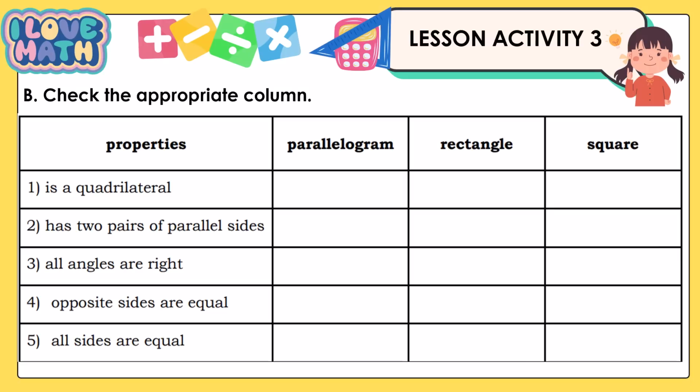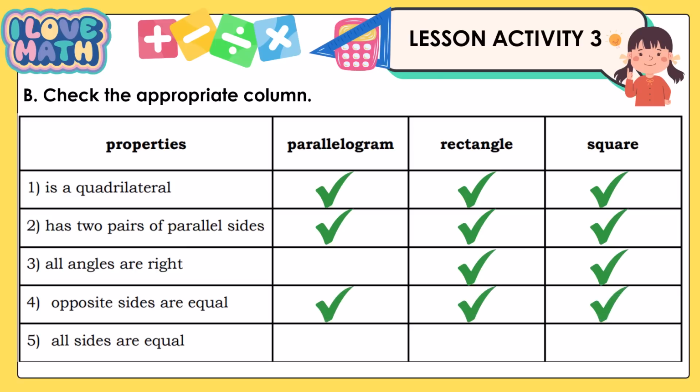Number 1 is a quadrilateral. Answer. Number 2 has two pairs of parallel sides. Answer. Number 3, all angles are right. Answer. Number 4, opposite sides are equal. Answer. And number 5, all sides are equal. Answer.